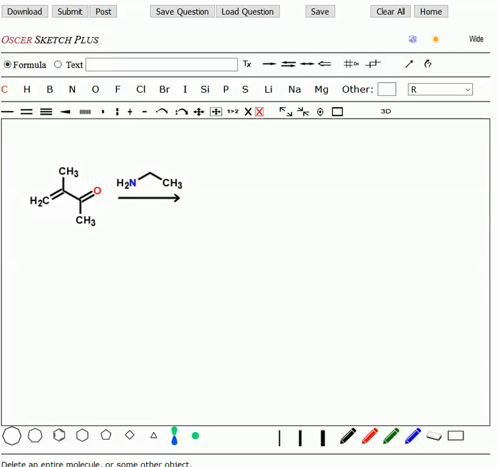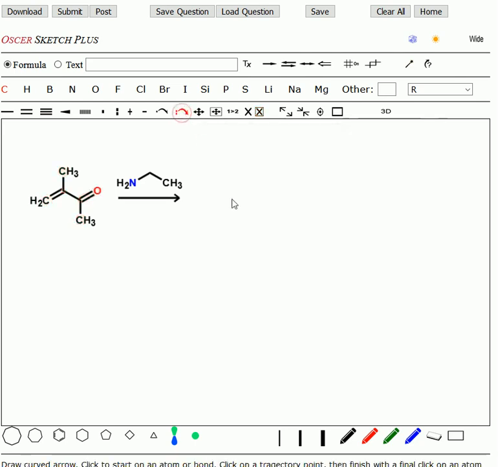In this video, we're going to look at the conjugate addition of an amine to a conjugated ketone. Now, this is called a conjugated ketone because it's a ketone, and next to the carbonyl, there's a double bond. They're in conjugation. So, conjugated ketone. They have special reactivity.